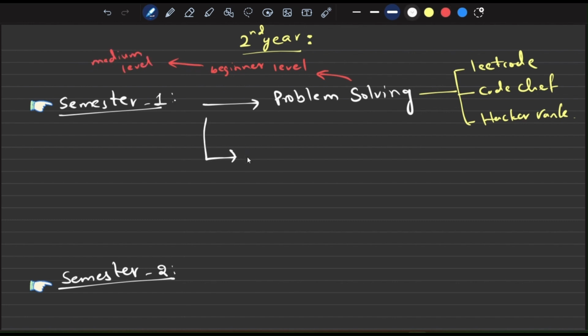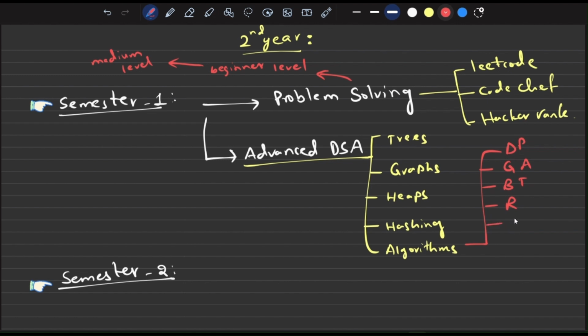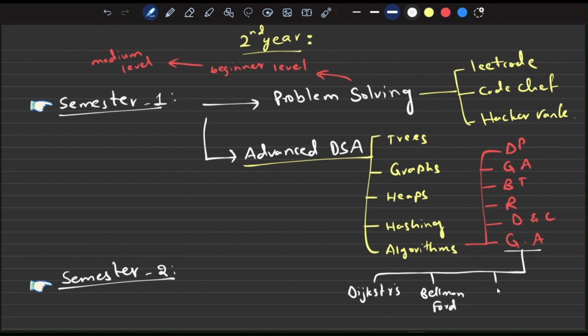Parallelly, start preparing for advanced DSA, which includes topics like trees, graphs, heaps, hashing, and algorithms like dynamic programming, greedy algorithms, backtracking, recursion, divide and conquer, and graph algorithms like Dijkstra's algorithm, Bellman-Ford algorithm, Kruskal's algorithm, and Prim's algorithm, etc.